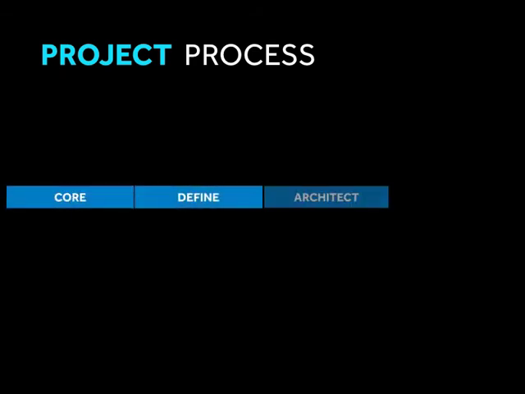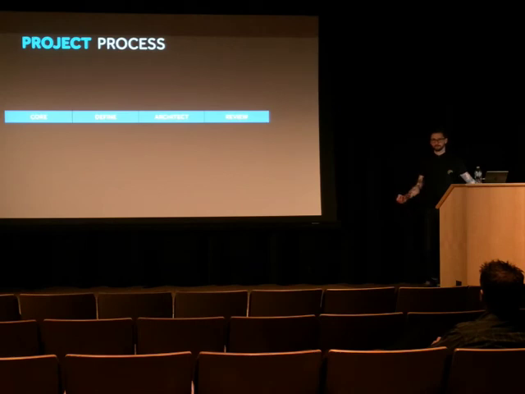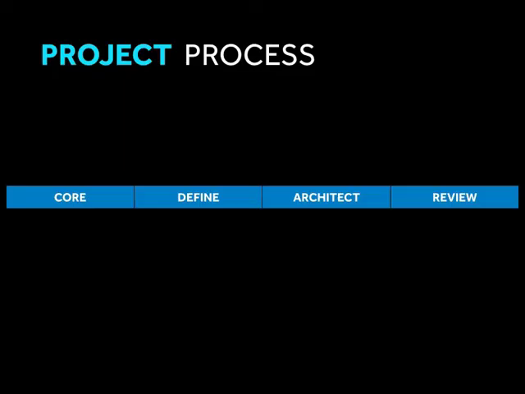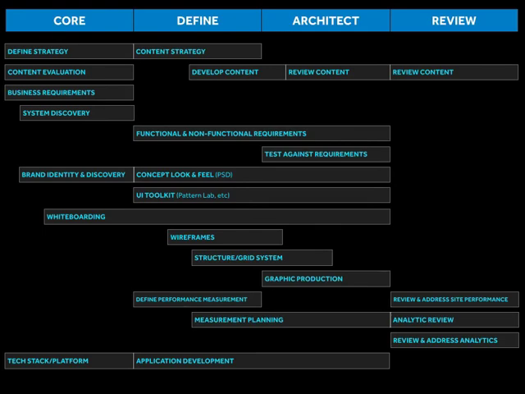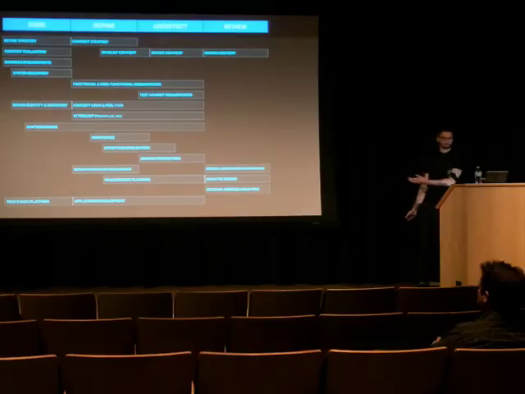So I break it down into four different buckets, which is core, define, architect, and review. For a project that I'm working on, I create one of these overviews, and they're going to be custom based off of the project. I'm not expecting you to be able to read all that small text, and this is actually an example of one of my projects that I worked on.